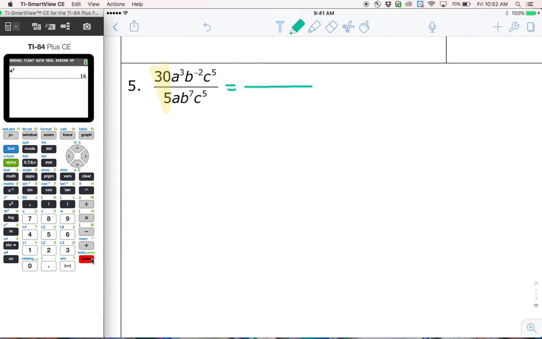So 30 divided by 5 is 6. I can put a 1 on the bottom just to hold my place. And now I'm going to get into the stuff that's a little bit strange. We're going to start looking at our exponents. So I'm looking at a^3 over a^1.